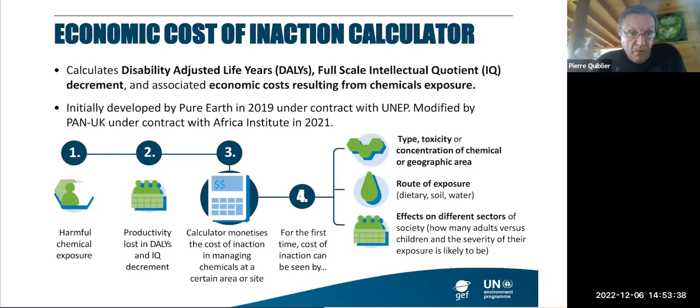Again, here it looks at harmful chemical exposures. It looks at the productivity lost in terms of DALYs and IQ decrements, and the calculator monetizes the cost of inaction in managing chemicals at a certain area or site. And for the first time, a cost of inaction can be seen by the type of toxicity, the concentrations of chemicals or geographic areas, the route of exposure, and the effect on different sectors of society, whether adults, children, gender, how all these various vulnerable populations can be affected.